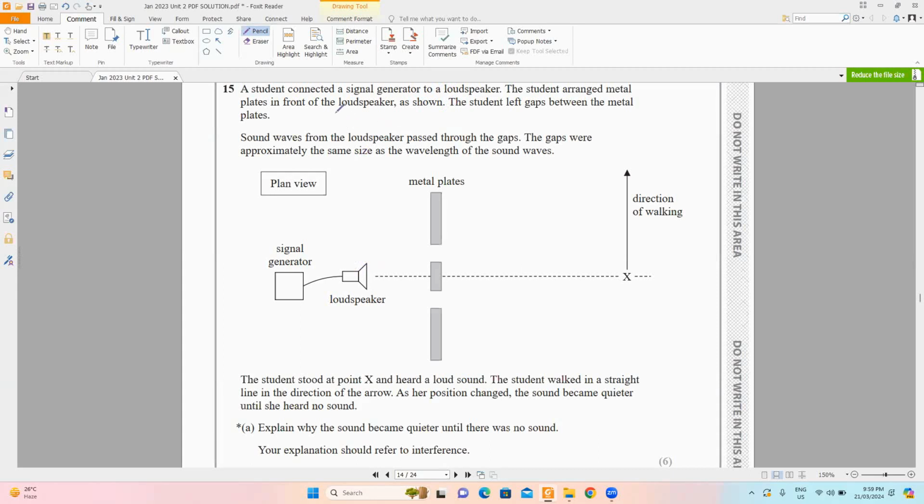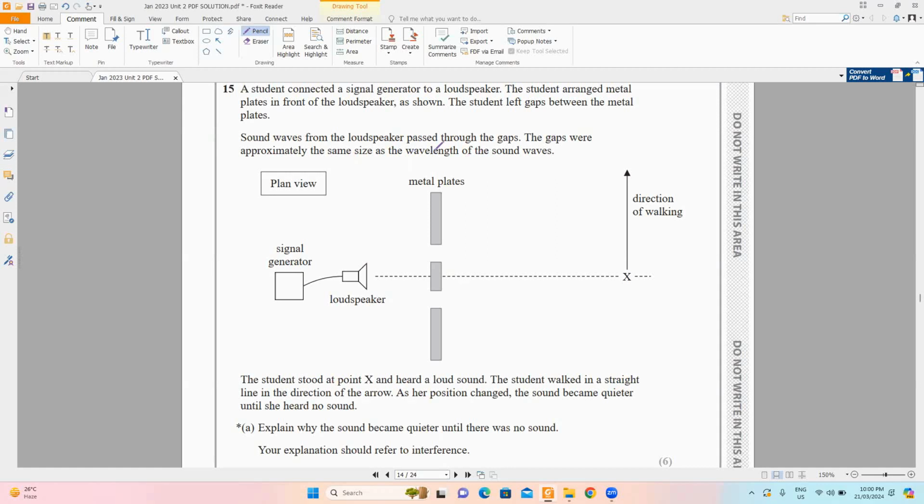The student arranged metal plates in front of the loudspeaker as shown. The student left gaps between the metal plates, and you can guess why there are gaps: so that the waves can diffract. Sound waves from the loudspeaker passed through the gaps. The gaps were approximately the same size as the wavelength. See, they are all dropping hints. These are all hints you have to pick up on.